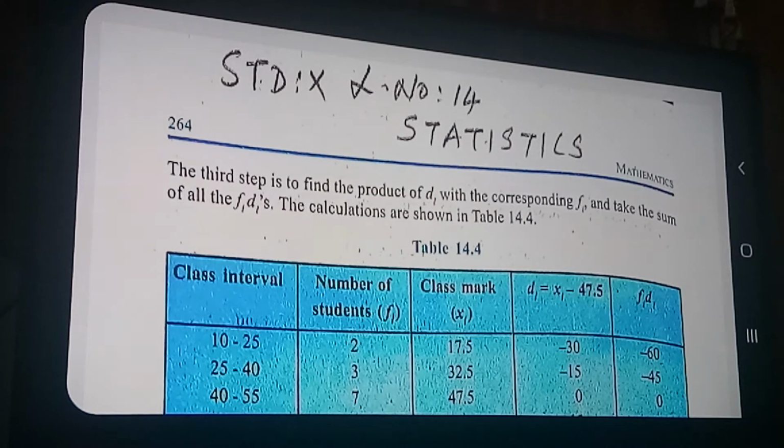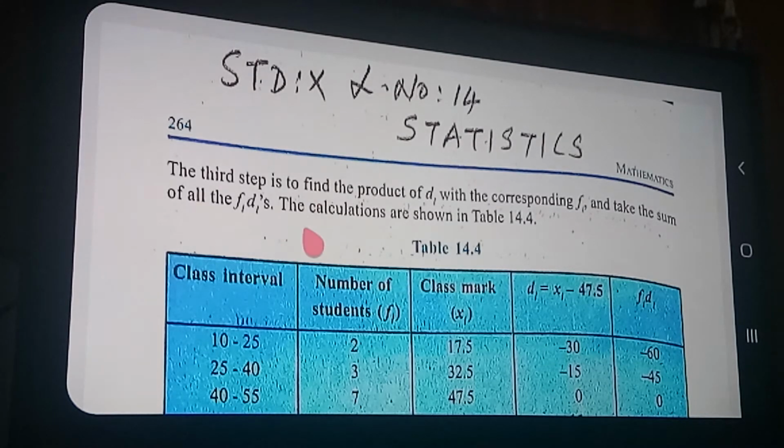Today we will start the assumed mean method and step deviation method theory part. Assumed mean method and step deviation method. For finding out the mean of grouped data, there are three methods. One is direct method, one is assumed mean method, and the third one is step deviation method.